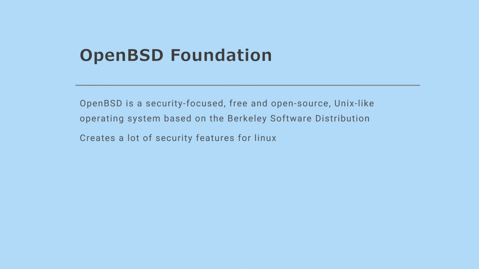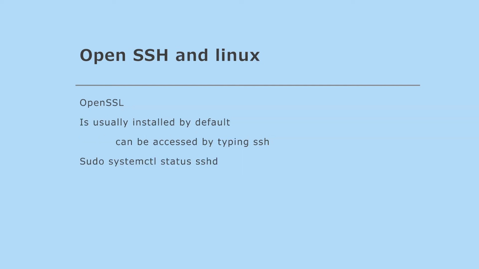It also made OpenSSH, which I want to go a little more into, because OpenSSH on Linux uses OpenSSL, and it's usually installed by default. You can usually access it by typing SSH. You can SSH into a session, and then to check the status of whether it's running on your system, you can do sudo systemctl status sshd. Pretty simple to type in and see if you have it running on your system.